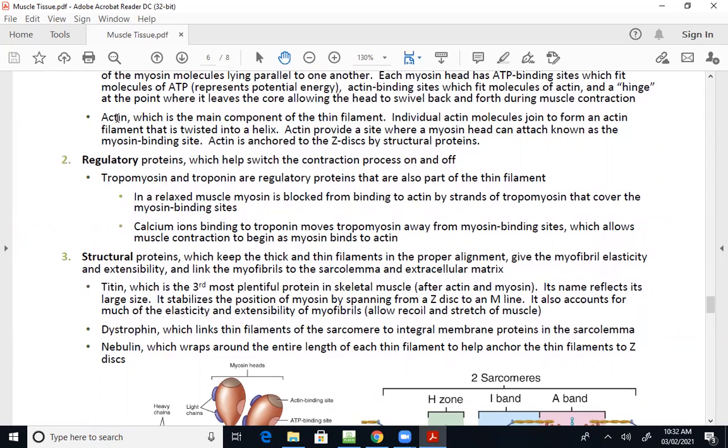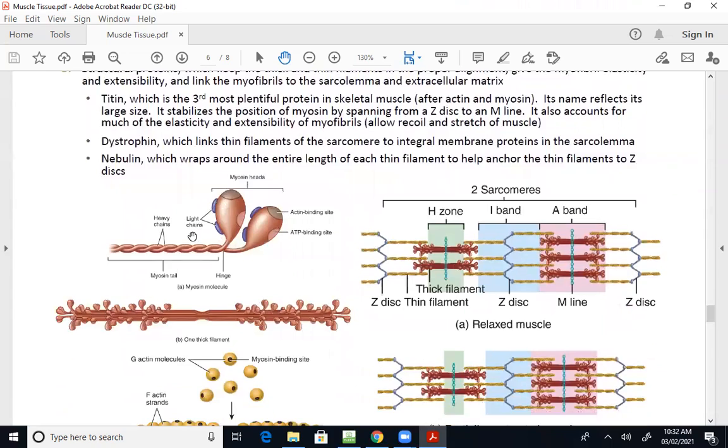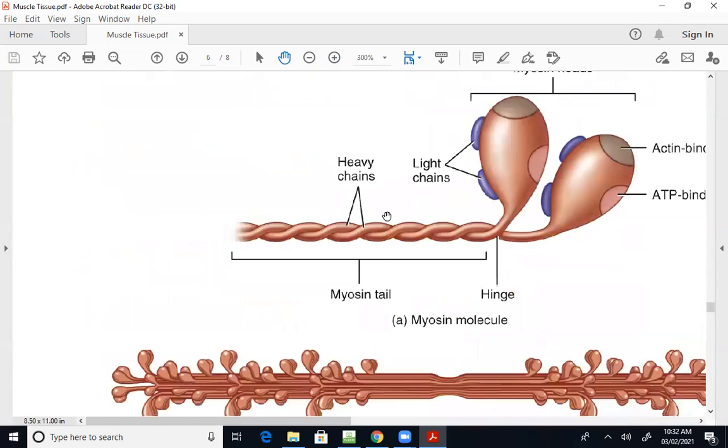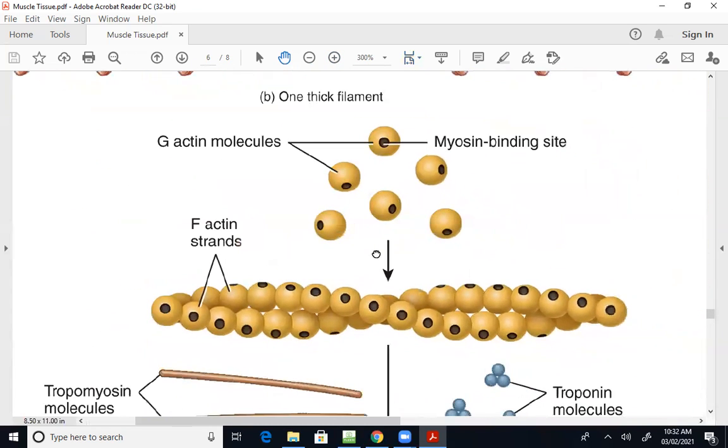So let's talk about actin now. Actin is the main component of the thin filament. It's not the only component, okay, but it is the main component. There are two forms of actin. Think of actin as a whole like a beaded necklace. In fact, it's more like two beaded necklaces wrapped around each other in a helix shape. That's what F actin is.